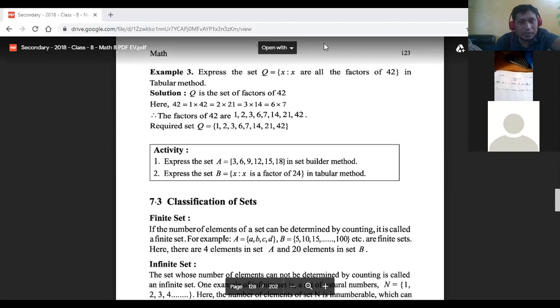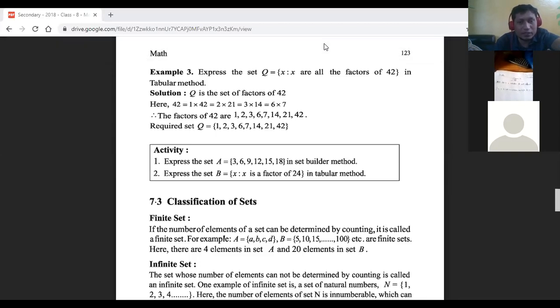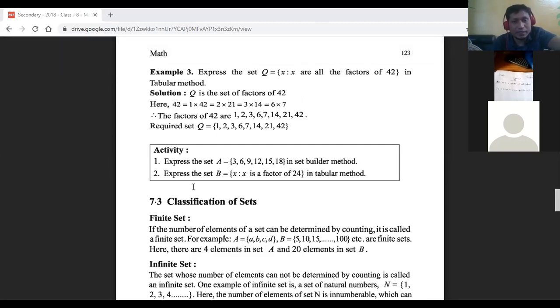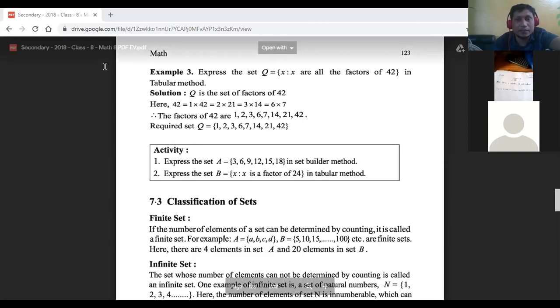Yes, sir. Can we find another nature or not? 3, 6, 9, 12, 15 and 18. What kind of nature can we see? All of the numbers are divisible by 3. So you can see A equals {x such that x is a multiple of 3 and x is less than or equal to 18}. If you write it this way, I am writing it in the text box.